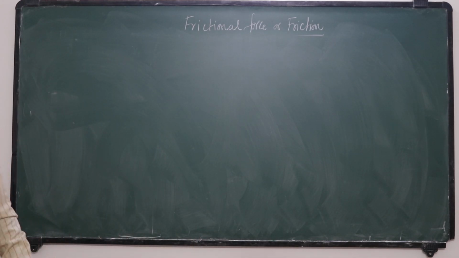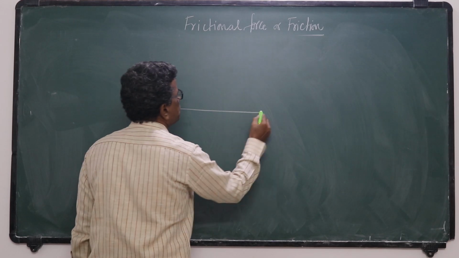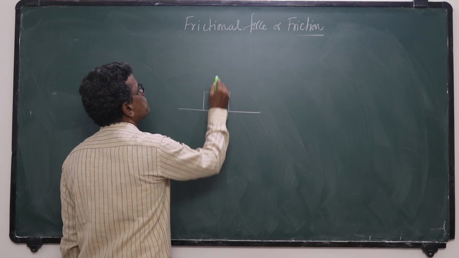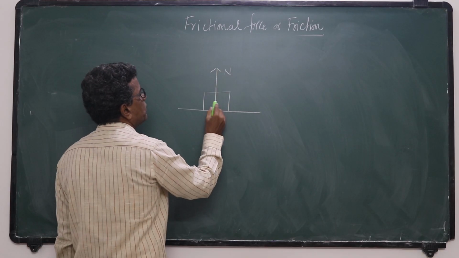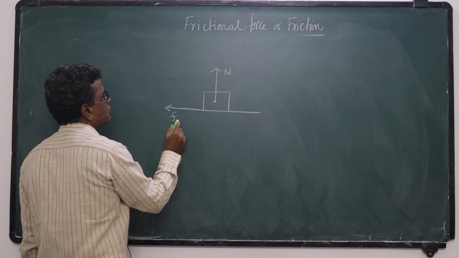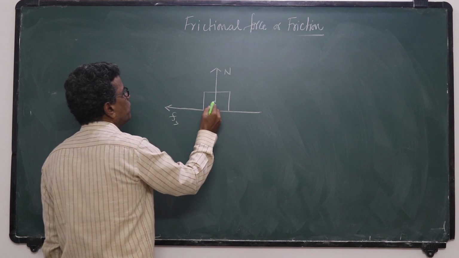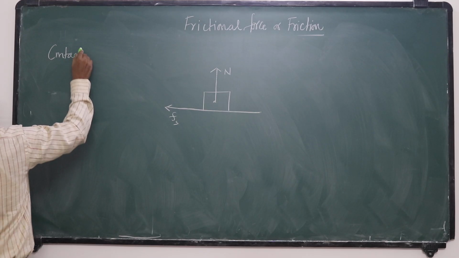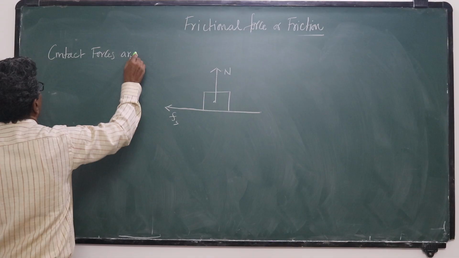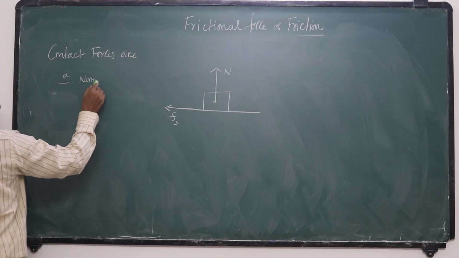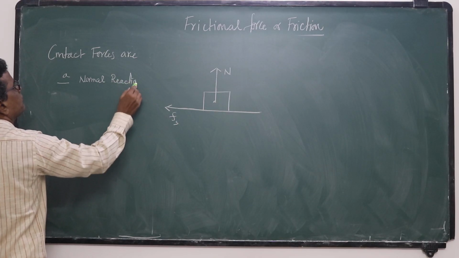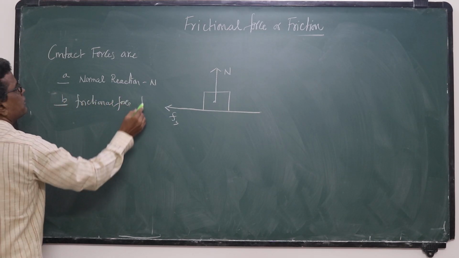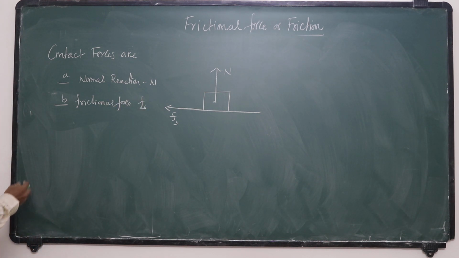Now, the net contact force. The frictional force is also a contact force. Okay, suppose, see, the block is placed on this table, a rough surface. So frictional force acts in this direction, frictional force Fs, and both are contact forces. Here the contact forces are A, the normal reaction, and B, the frictional force. Both are contact forces, isn't it? I want the net contact force.